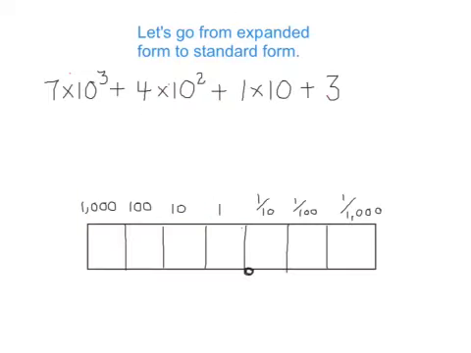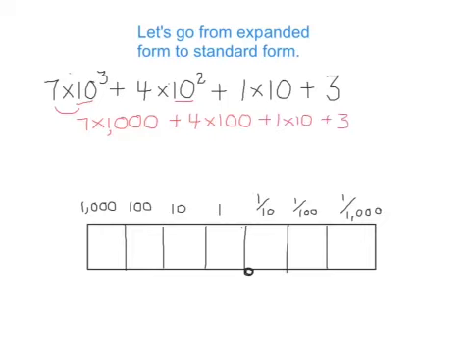So now I have an example that's in expanded form, and I need to understand how to write this in standard form. So I'm going to look at what I have. I have 7 times 10 to the third. I'm going to rewrite it just knowing what those are. So that's 7 times 1,000, 4 times 100, because 10 squared is 100, plus 1 times 10, plus 3.